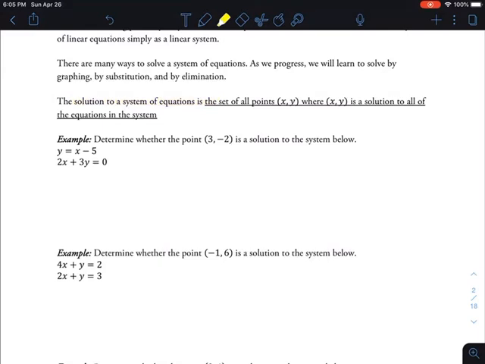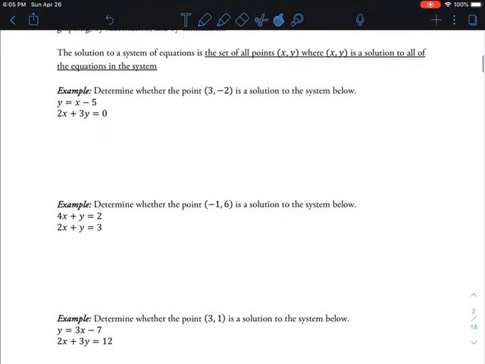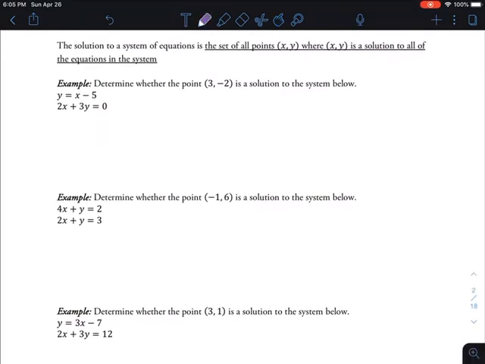A solution to a system is a set of points, x, y, where x, y solves each of the equations in the system. So I'm not going to talk too much about that. I'm just going to show you. I think that'll make more sense. Okay, so if you take a look at the first example here, we want to figure out whether 3, negative 2, that's a point, right, x, y. So we can, if you want, make that notation up there. You want to see if that x, y point, 3, negative 2, is a solution to the system.